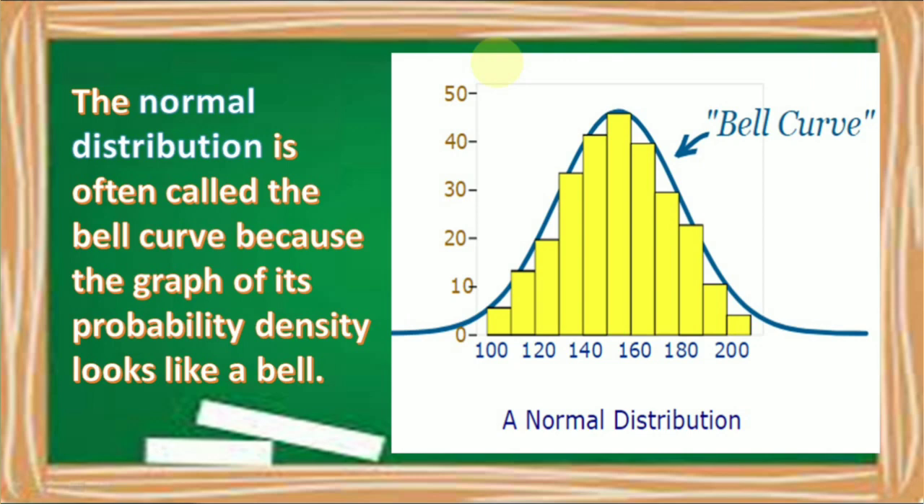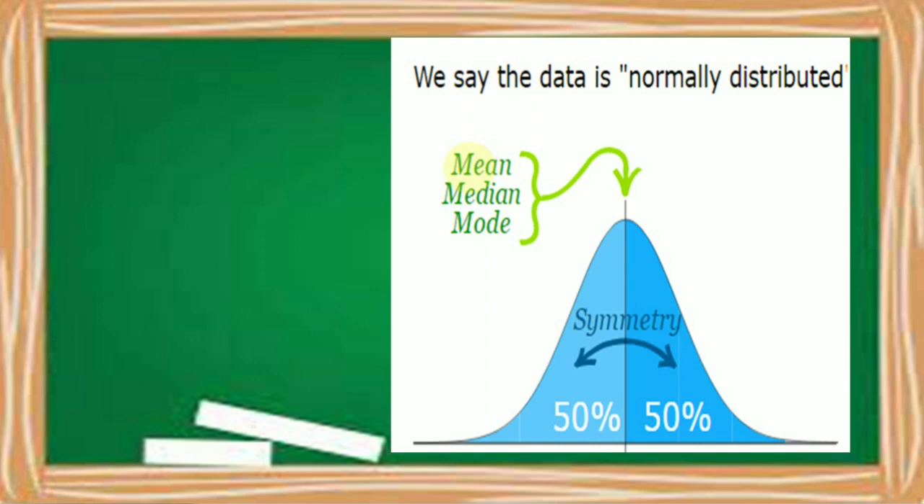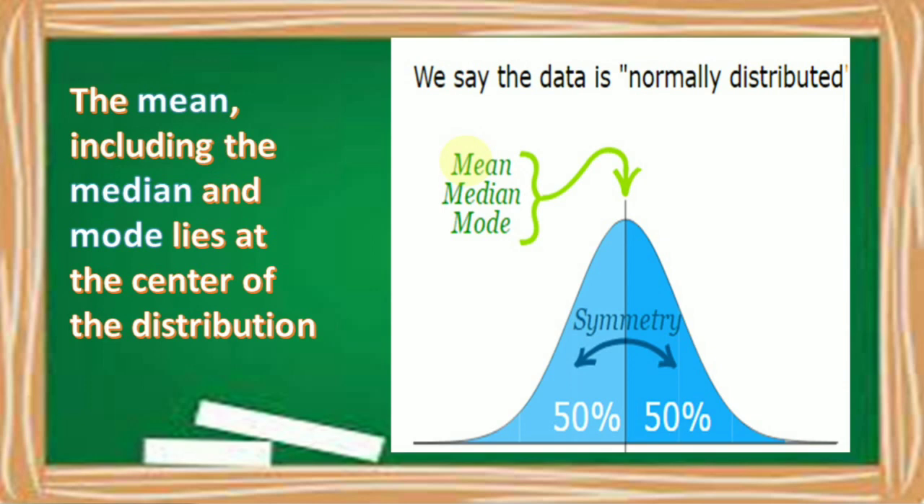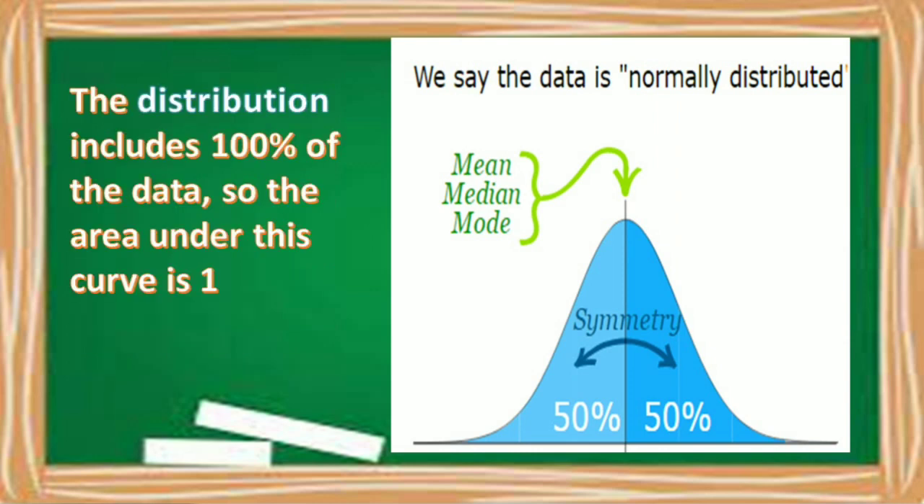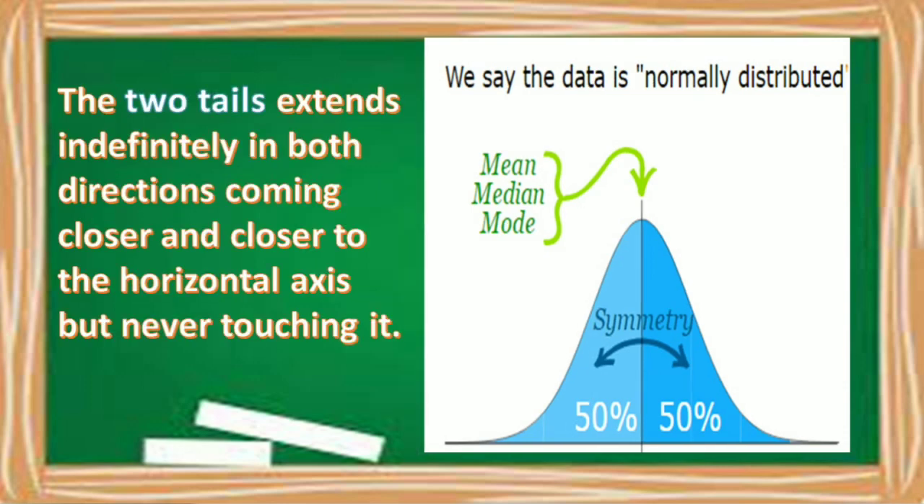The normal distribution is often called the bell curve because the graph of its probability density looks like a bell. We can say that the data is normally distributed when, number one, the mean, including the median and the mode, lies at the center of the distribution. Number two, the distribution is symmetrical about the mean. 50% of all data points are above and 50% are below the mean. Number three, the distribution includes 100% of the data, so the area under this curve is 1. And number four, the two tails extend indefinitely in both directions, coming closer and closer to the horizontal axis but never touching it.